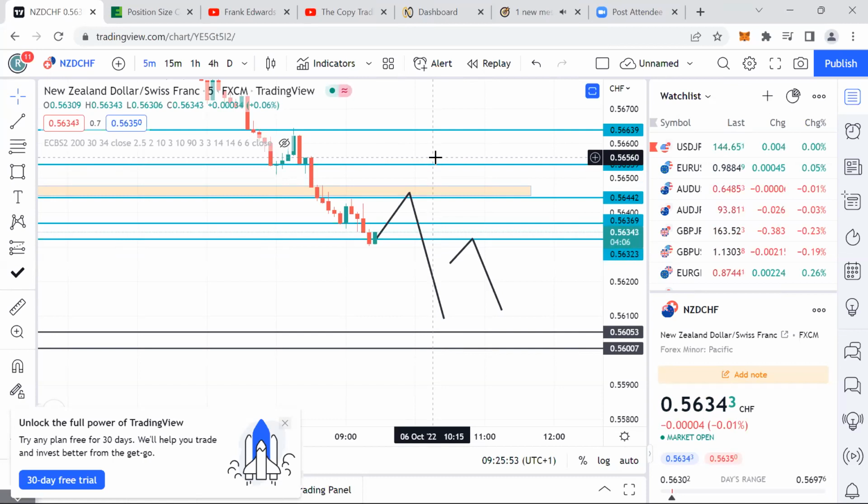You can see it's pulling up now. So let's see if it will come to our zone, and that will be a sweet entry for us, as long as the strength is still the same.